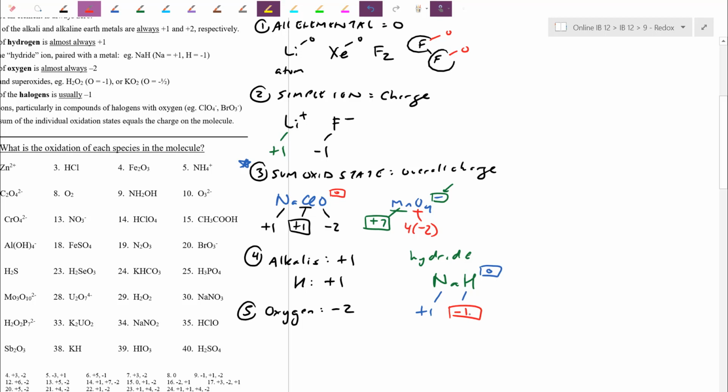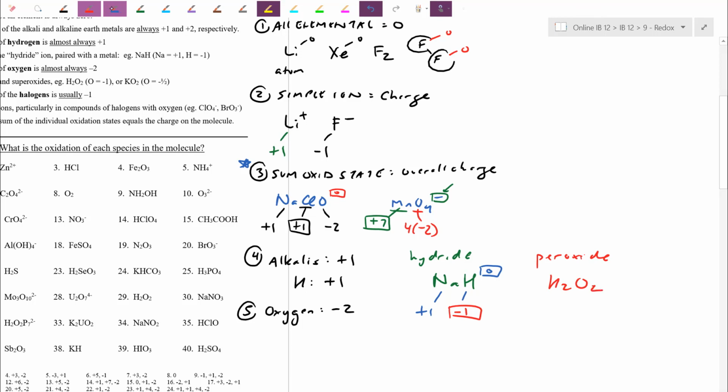For most compounds, hydrogen is going to be +1, no problem. We're going to practice that quite a lot, but just don't be surprised. Every now and then, hydrogen is going to be -1. I'll give you another example of an exception here, a peroxide. So far, we've mainly been focusing on hydrogen peroxide.